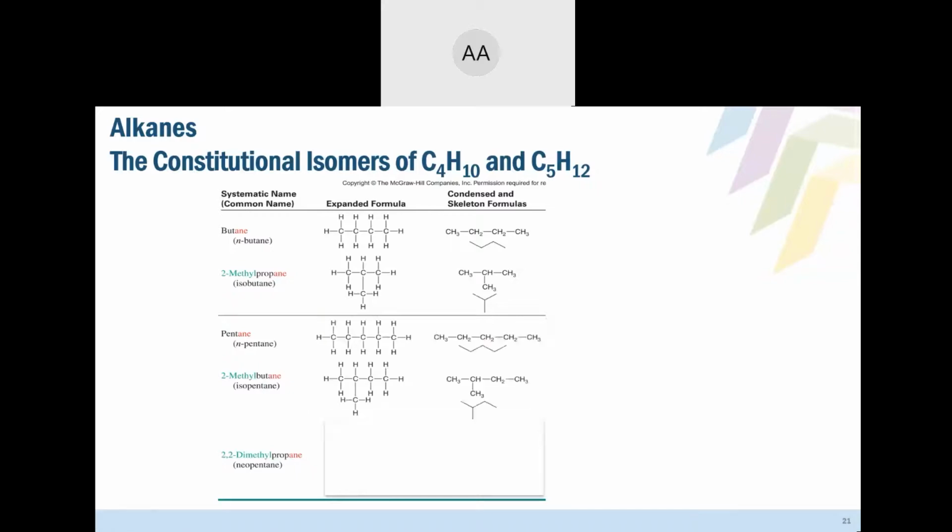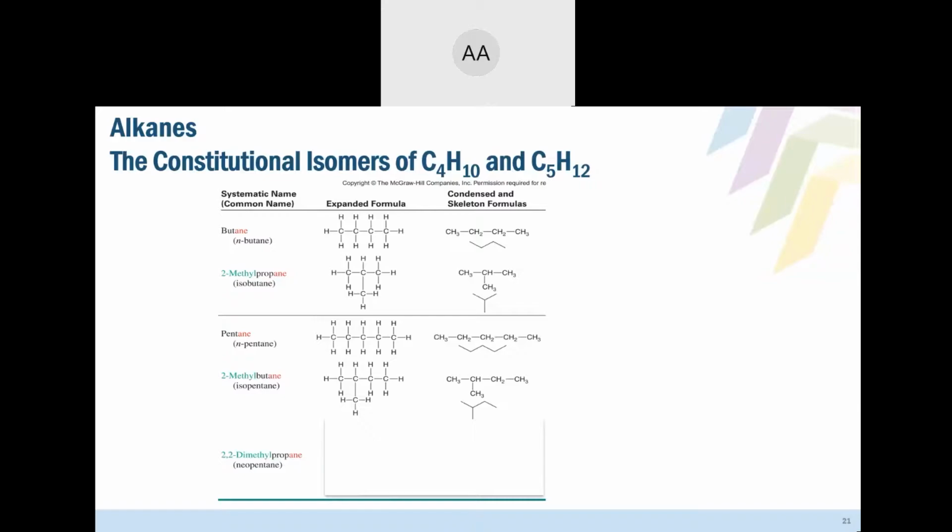Now, pentane, nice and easy. Pent is 5, so pentane, we've got a straight chain in the expanded formula. With 2-methylbutane, again, the methyl functional group is on carbon number 2. Also, you've got the condensed and skeleton formulas there for your perusal.